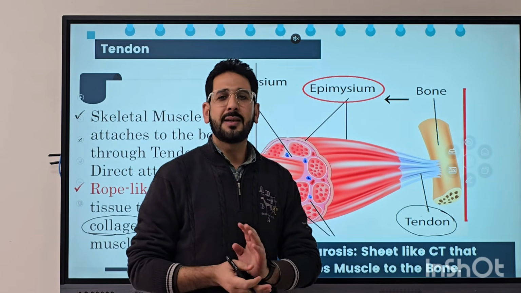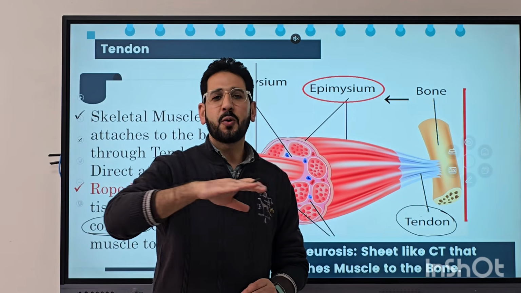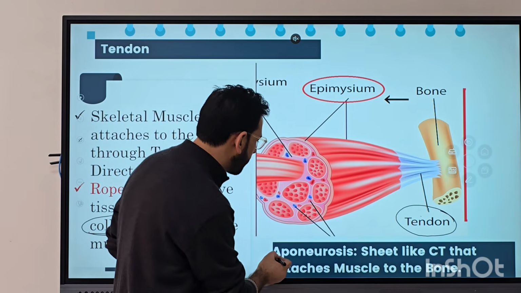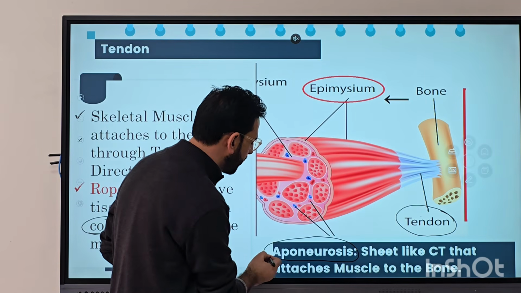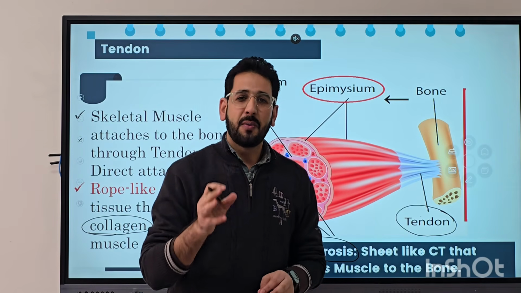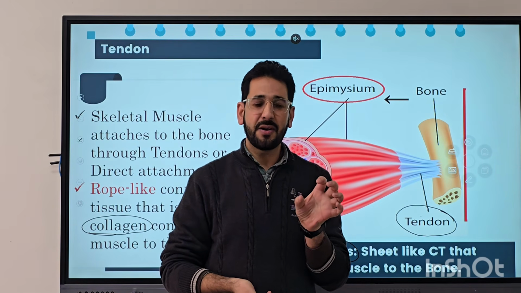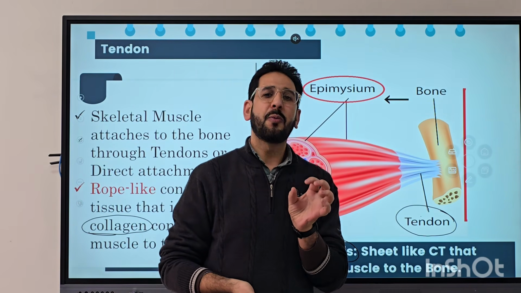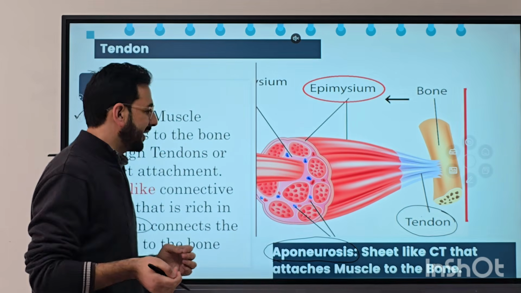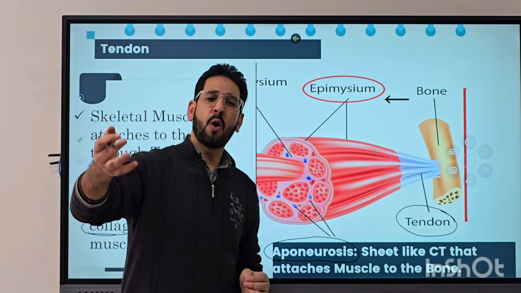But it is not the only thing that provides the attachment. For example, there is another thing. There is a sheet of connective tissue that provides this attachment of the muscle to the bone, and that sheet of connective tissue is called aponeurosis. Okay, so aponeurosis is also providing the attachment of muscle to the bone, but mainly the attachment is provided by the tendon, which is the rope-like structure, and aponeurosis is the sheet-like connective tissue. Now, one more important thing is that sometimes there can be a direct attachment of this muscle with the bone or cartilage.